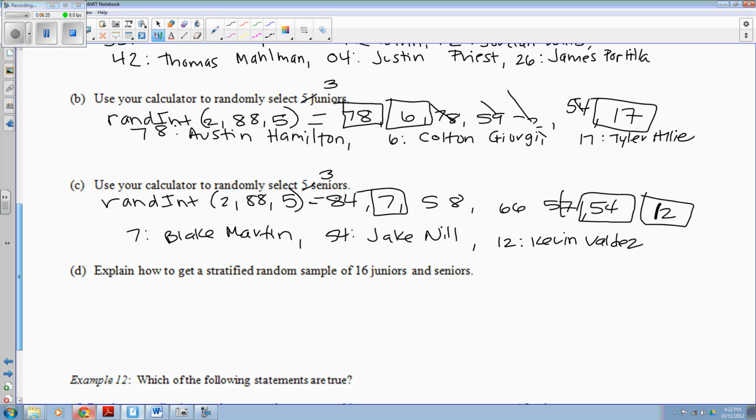Now for part D, we don't actually have to do it. Explain how you would get a stratified random sample of 16 juniors and seniors. So a total together of 16. A lot of times you'll see this broken up so that you have the same number of both groups. In this case, we're doing juniors and seniors. Sometimes it's guys and girls. It does not have to be the same number. So I'm going to say that you just take a random sample of juniors and then a random sample of seniors.